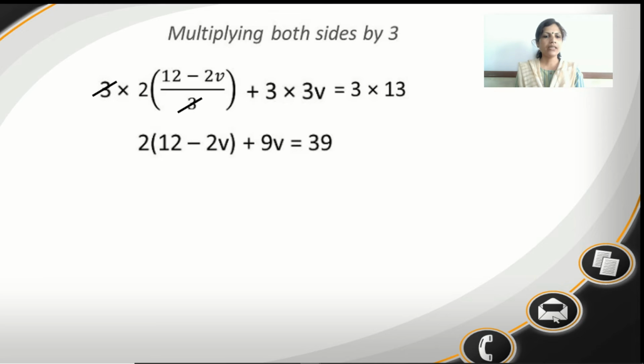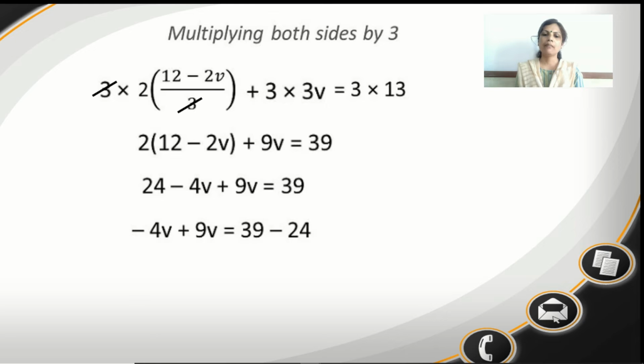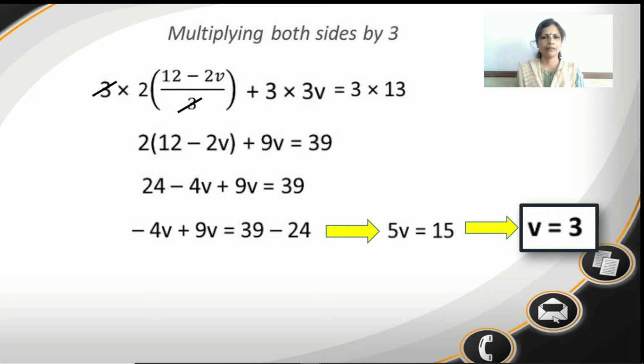And let's solve this. So 24 minus 4v plus 9v is equal to 39. Then minus 4v plus 9v is equal to 39 minus 24. And this is now simple solving. So we get 5v is equal to 15, and that will give us the value of v, which is 3.